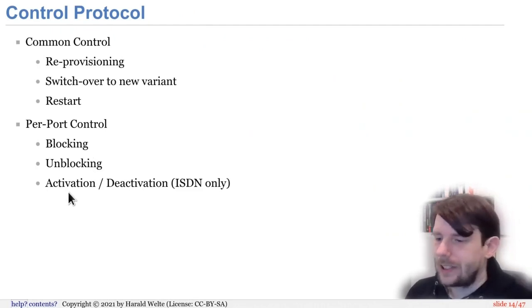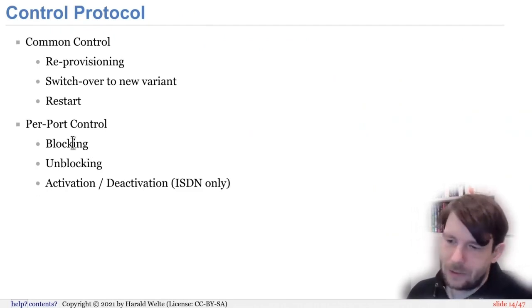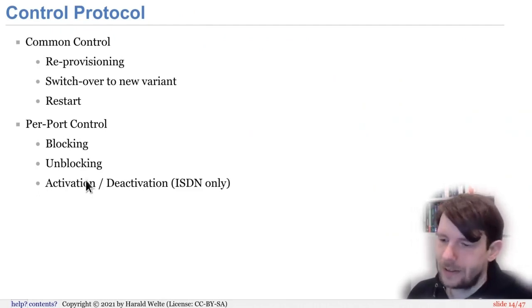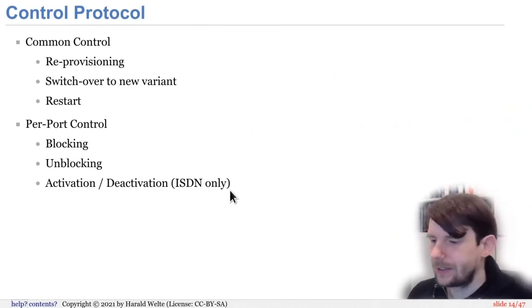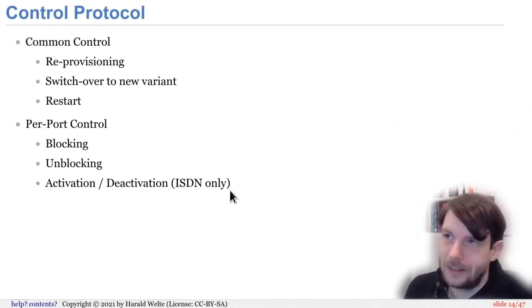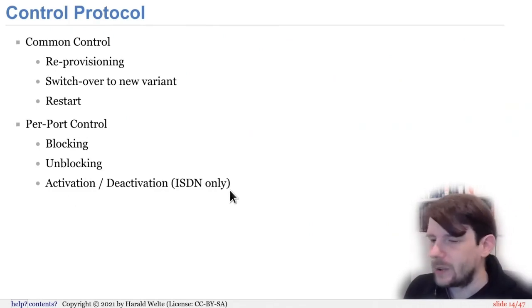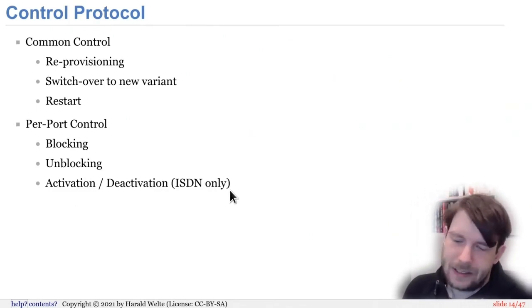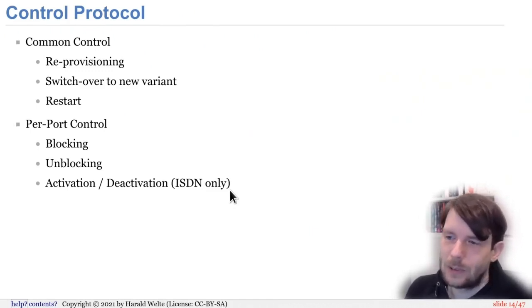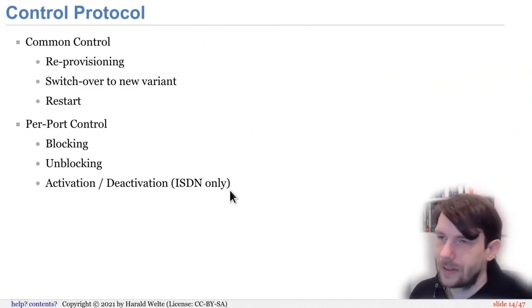We also have activation and deactivation for ISDN only. An analog port would only have blocking and unblocking, but an ISDN port also has activation and deactivation, and that is just because ISDN needs this. There is a way how in an ISDN basic rate access line, you can put the NT and also the terminal equipment, meaning the phone, into a low power mode, and then there is some activation procedure to bring it out of that low power mode once some service is required from the network. That's the activation and deactivation procedure.